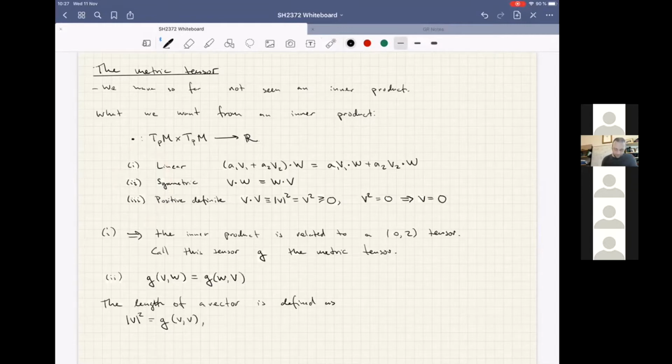And similarly, the angle between two vectors, then we're going to have something like the following. So we're going to have cosine theta. That is going to be G acting on V and W divided by the length of V and divided by the length of W. So this is kind of the definition in a metric space of what it means to have an angle between two vectors.